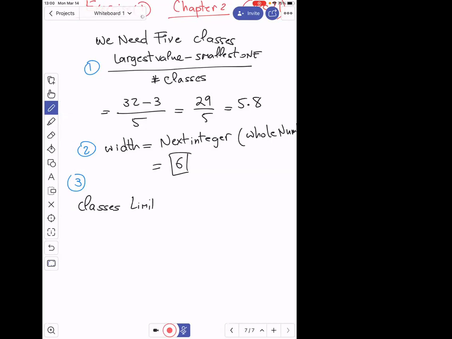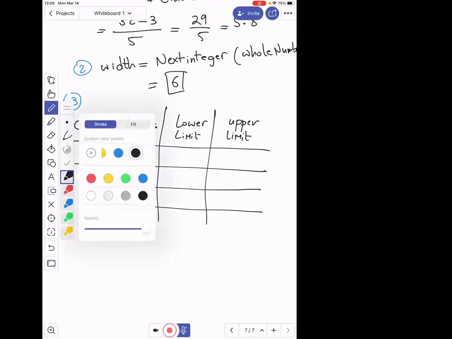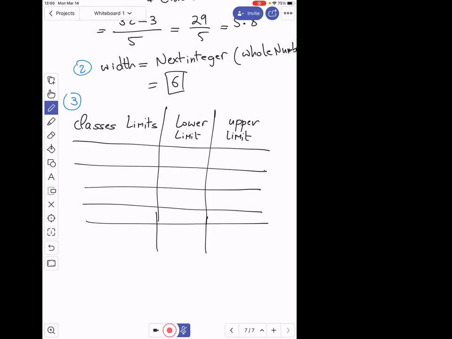So classes limits. Of course, you have the lower limit and the upper limit. So we need the 5 classes, right? So 1, 2, 3, 4, and then 5. This is the first class, second class, third, fourth, and fifth. All right, so the lower limit of the first class will be the smallest data value. The smallest number here is 3.